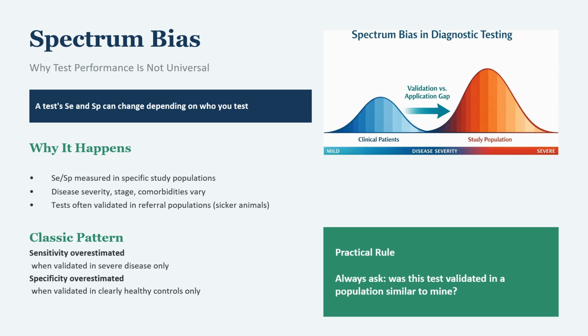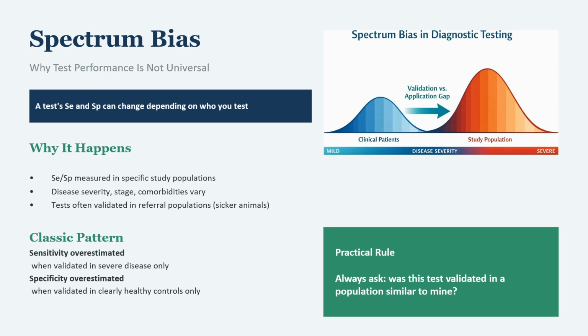But when you apply the same test in a general practice population, where truly diseased animals might have early, mild, or atypical disease, and healthy controls might have other conditions that produce similar signals, the test performs worse. Sensitivity drops because early disease is harder to detect. Specificity may drop because confounding conditions look similar to the target disease. A concrete example: a cardiac troponin assay validated in dogs with severe dilated cardiomyopathy at a cardiology referral center may have different sensitivity when applied to early DCM in a general practice screening program.